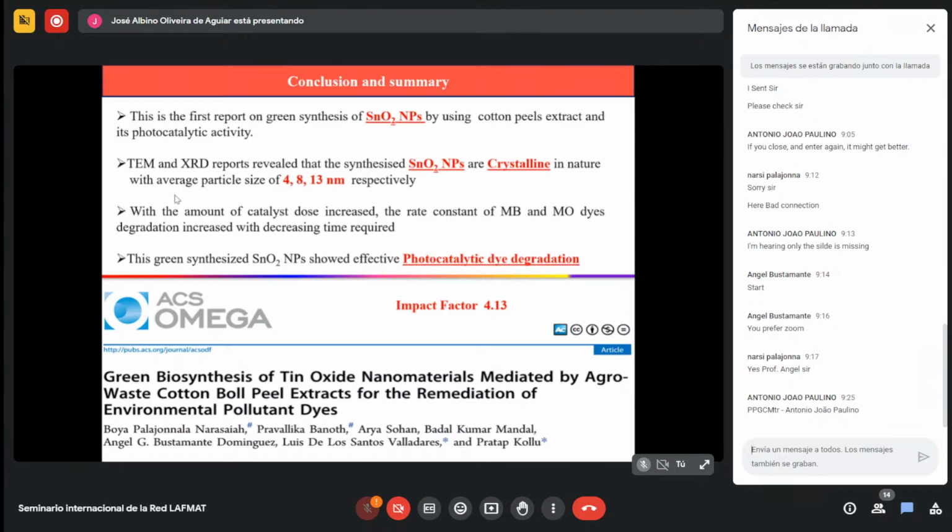This is the outcome of the result. We published this part of the work in ACS Omega, with an impact factor of 4.13. These are the authors. This is my postdoc; we did this work during my postdoc.